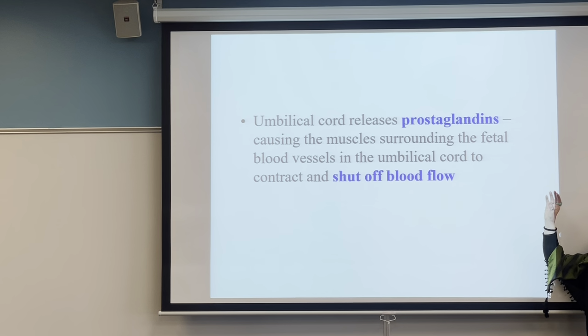Prostaglandins are going to shut off the flow of blood in the umbilical cord. So if you've ever heard you've got to tie the umbilical cord, you don't have to do that. It will do that on its own. All mammals have this evolutionary property, so they don't bleed to death.